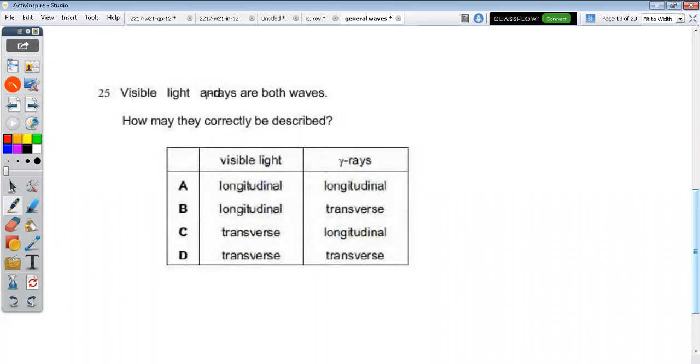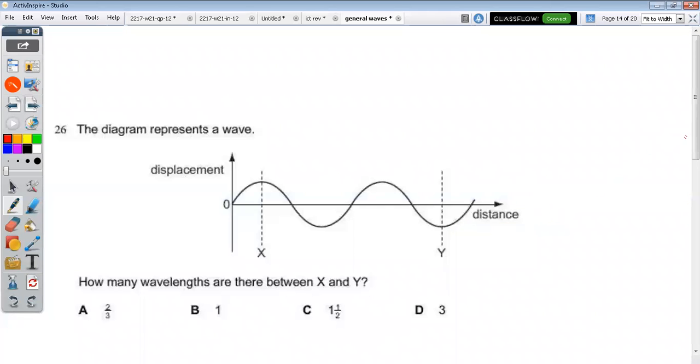Which one is correct? Visible light and X-rays are both waves. So which one is correct? Longitudinal, longitudinal, longitudinal, transverse, longitudinal, transverse. So the answer is D. Only longitudinal is up.